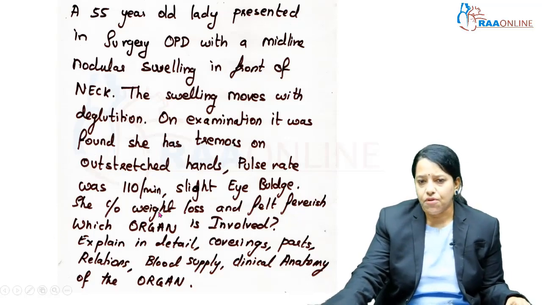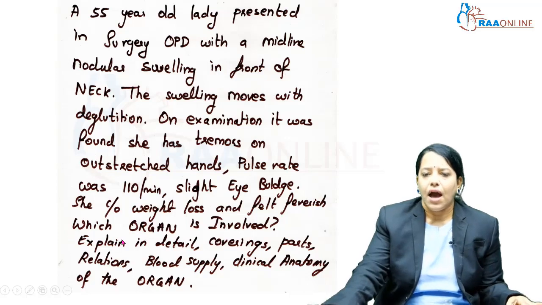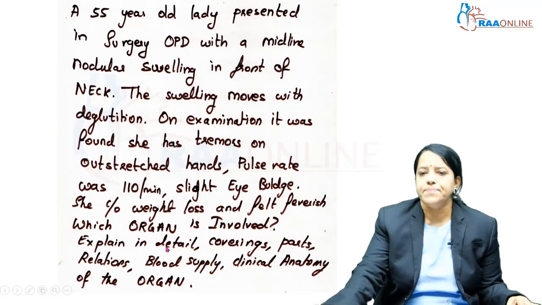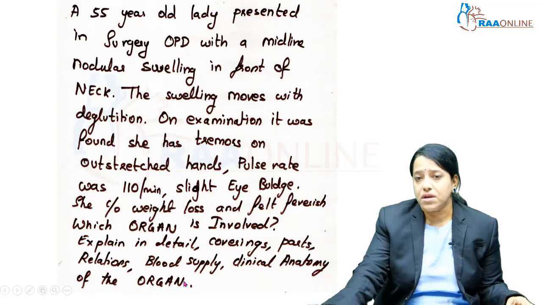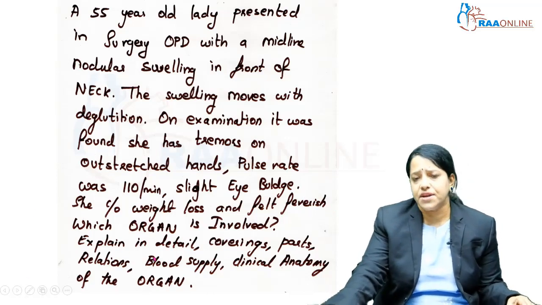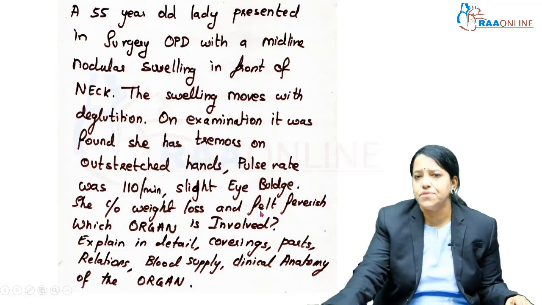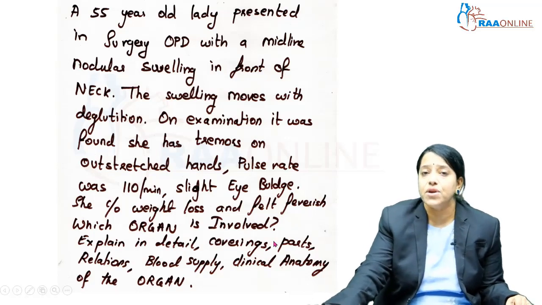Which organ is involved? Coming to the questions, you have to identify that it is thyroid from the first line itself, and you have to explain in detail the coverings, the parts, the relations, blood supply and clinical anatomy of the organ concerned. Once we have gone through the case, we have identified the thyroid is involved. Please write clearly that the thyroid organ is involved in this case, because that will carry 1 mark in your essay. So identification of the organ is also very important in this particular question.